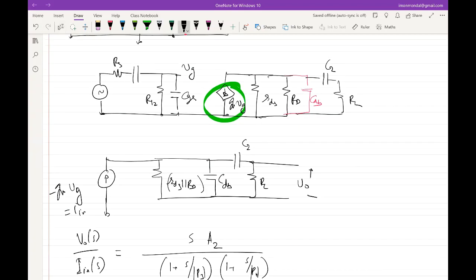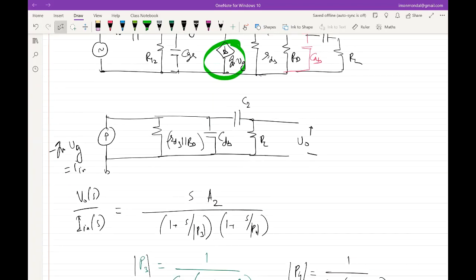So what did you expect V0 to be in mid-band? In mid-band, what do you expect C2 and CDB to behave like? C2 should be shorted and CDB should be open, right? So C2 is shorted, CDB is open. What should V0 look like? I in times, I mean, looking into the circuit in terms of the components. Yes, right. So this is I in times RL parallel RDS parallel RD.